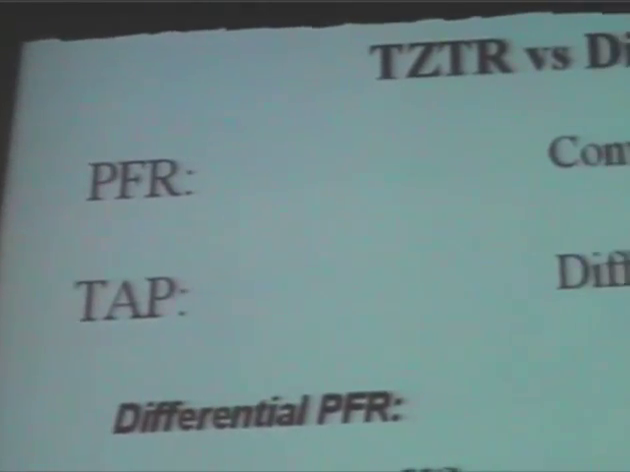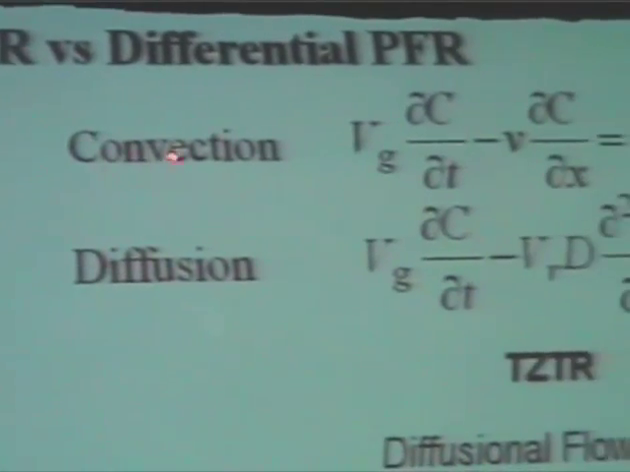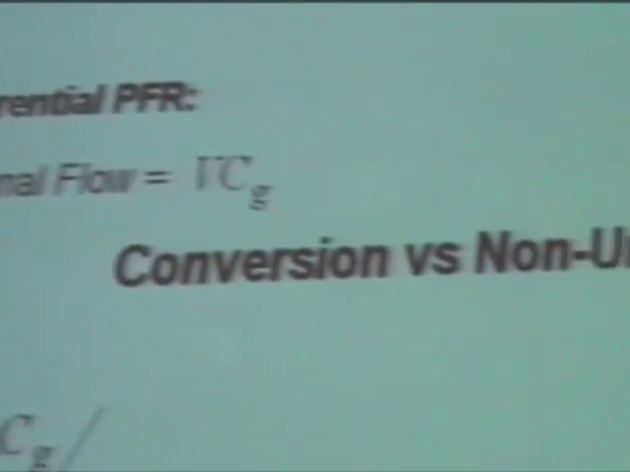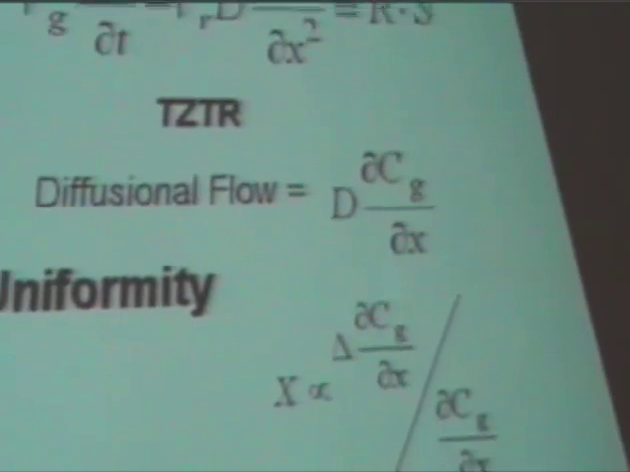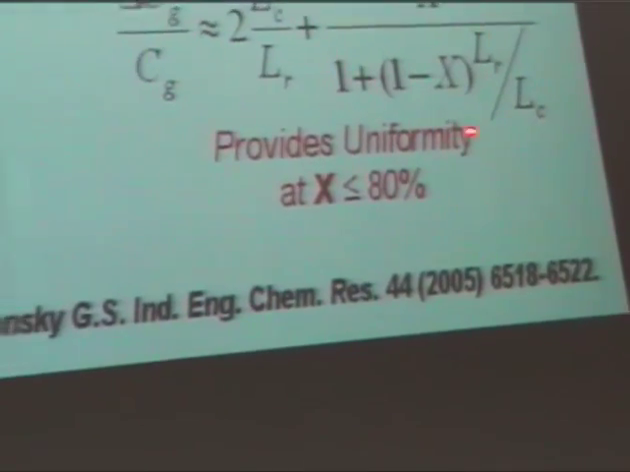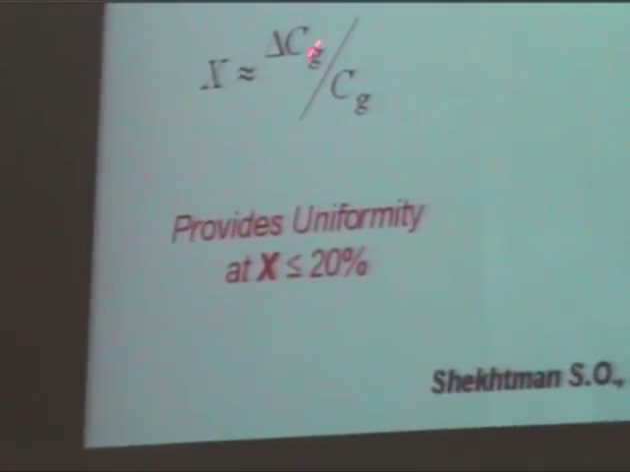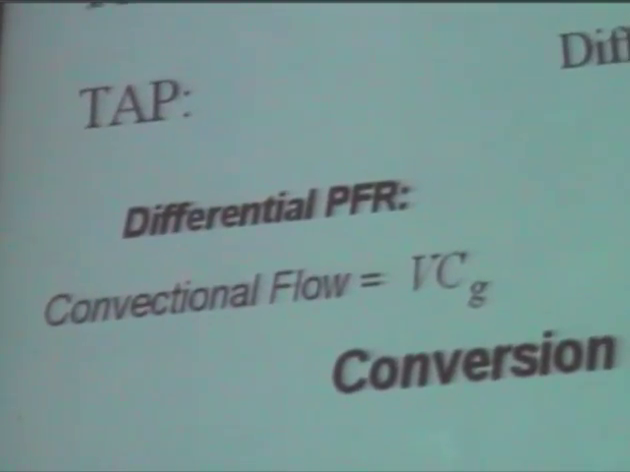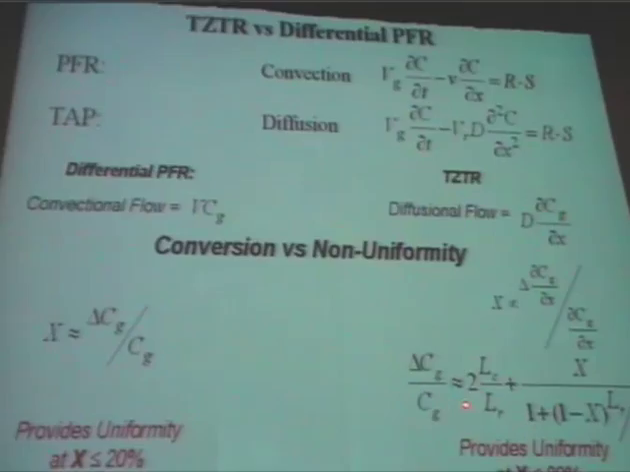Okay, but if we compare TZTR with the differential plug flow reactor, there's also an interesting difference. It's known the differential plug flow reactor provides not so big uniformity; we are allowed to do measurements at conversion not more than 20%. In difference from this, our TZTR provides uniformity at conversion up to 80%. Because our rate is not the same as the traditional differential PFR. Our rate is the difference between diffusion flows, between gradients, not between concentrations.